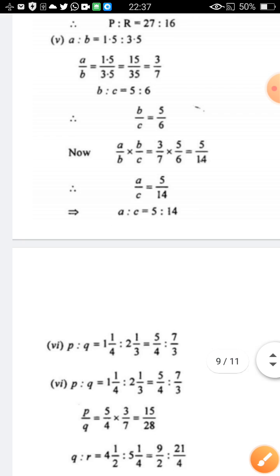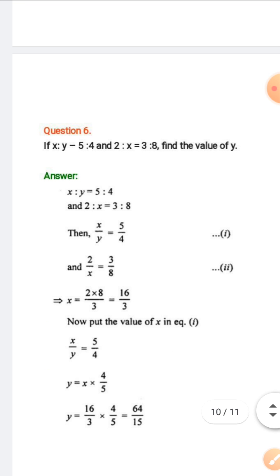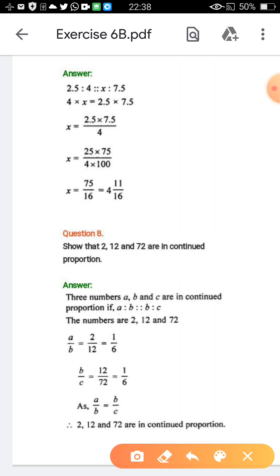Now after that, we will see another problem. Show that 2, 12 and 72 are in continued proportion. 2, 12 and 72 are in continued proportion.